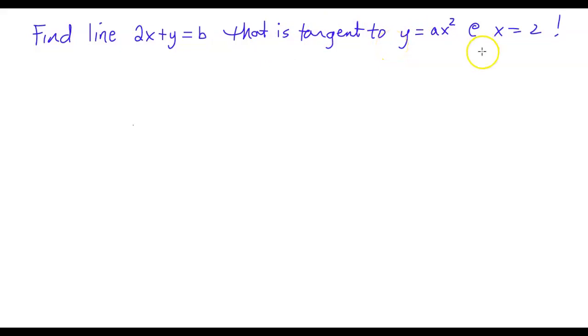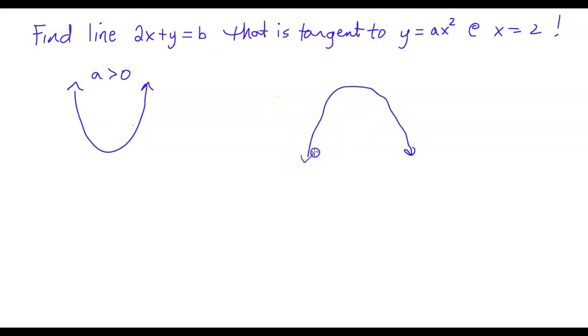Since we don't know what a is, there are two possibilities of what this particular parabola could look like, with it being a parabola and a function. Here we could have this case where our a is greater than 0, or we could have this case when our a is less than 0. Basically, the parabola opens up when a is positive, and the parabola opens down when a is negative.